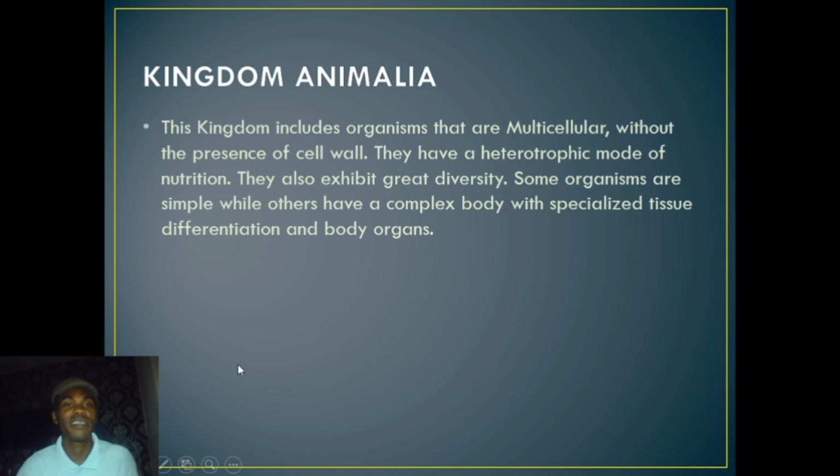Now the last one is kingdom Animalia. Looking at the word Animalia, you should have an idea that we're talking about animals. But we're not only talking about mammals, we're not only talking about reptiles, we're not only talking about the carnivorous animals, the herbivorous, the insects, we're talking about all animals. This kingdom includes organisms that are multicellular. So whenever you're talking about kingdom Animalia, you should have the idea that these are organisms that majorly have multicellular cells.